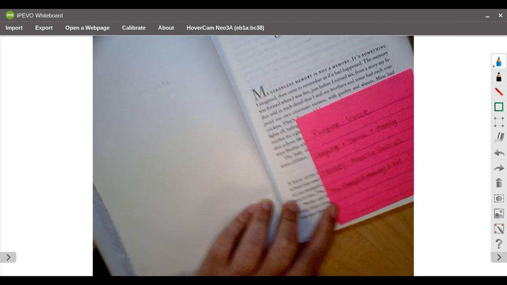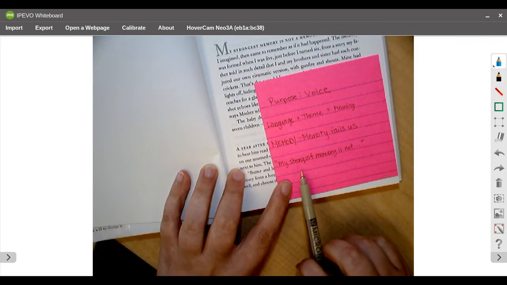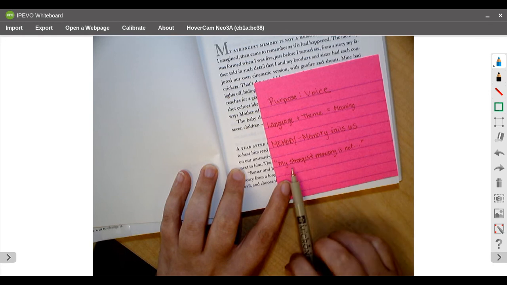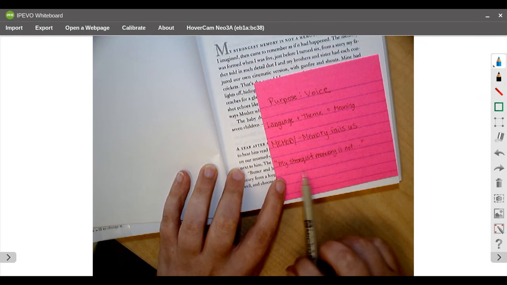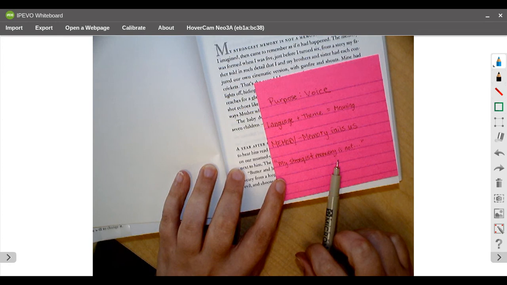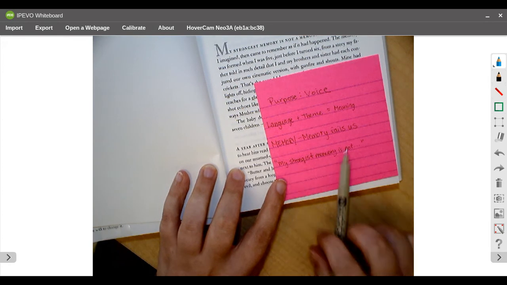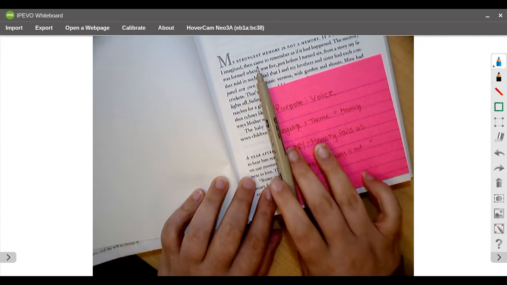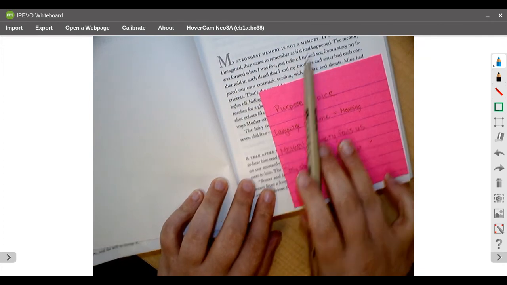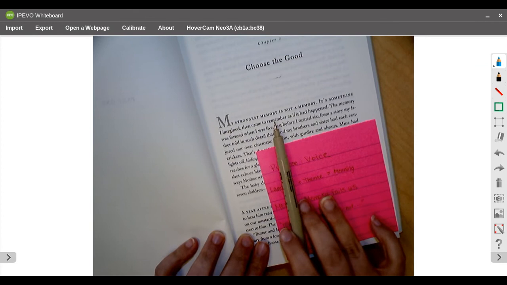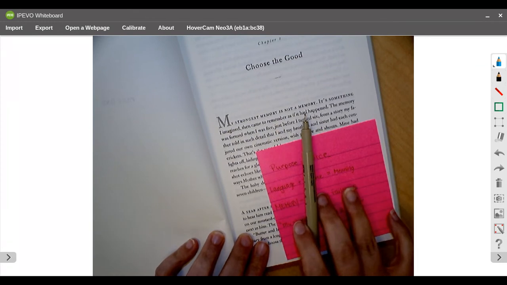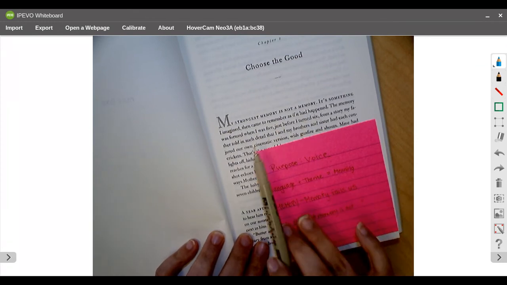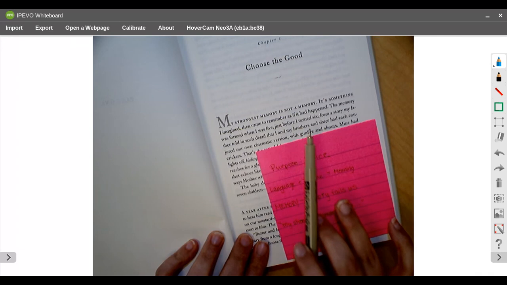Okay, this opening line helps establish her feelings of lack of being sure about her memory. All right. And how I see this happening, this voice, is through repetition. My strongest memory is not a memory. Okay. How can your memory not be a memory? That doesn't seem to make sense. It's something I imagined then came to remember as if it happened.